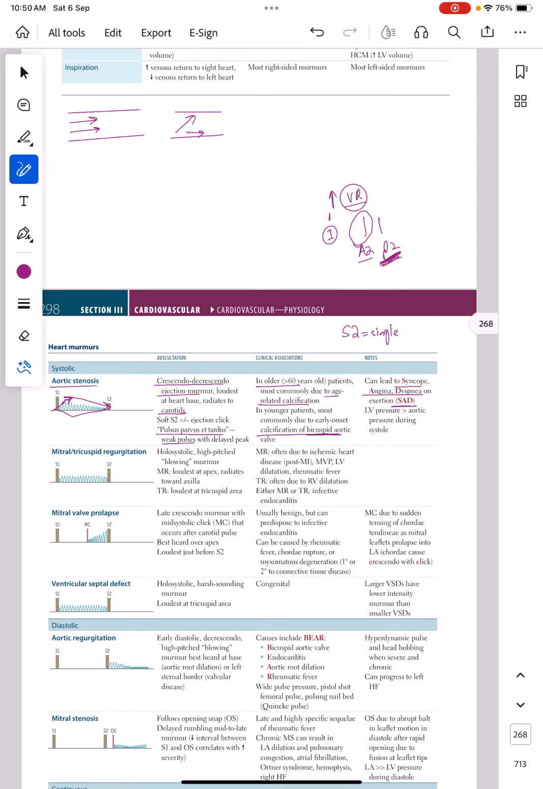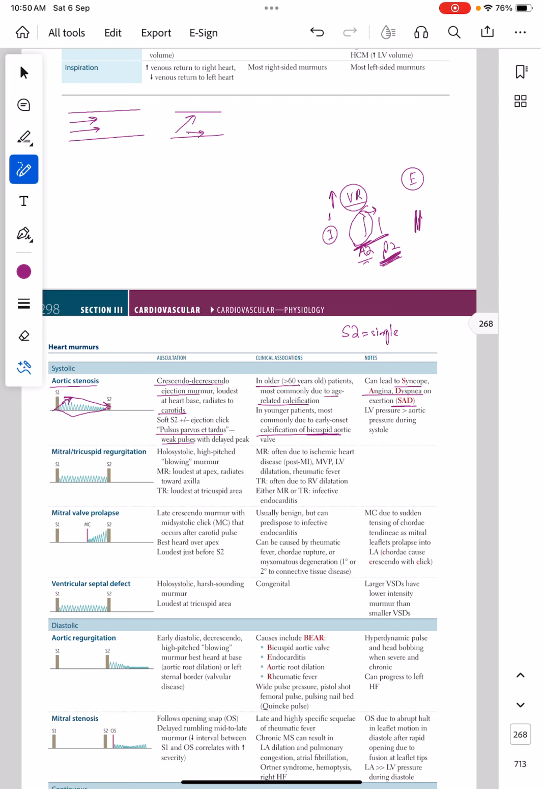When the P2 is already delayed, and the A2 is also delayed because it is stenosed, the two sounds merge with each other. When the two sounds merge, they appear as a single sound. So in expiration, the normal split happens, but during inspiration the two sounds seem to be together because it is stenosed.